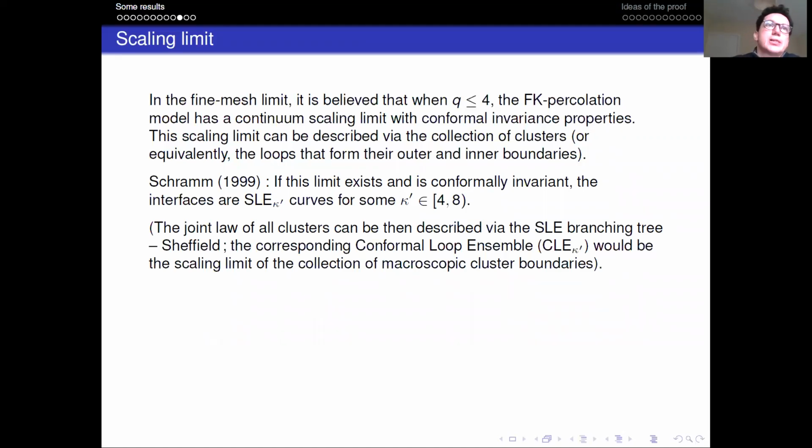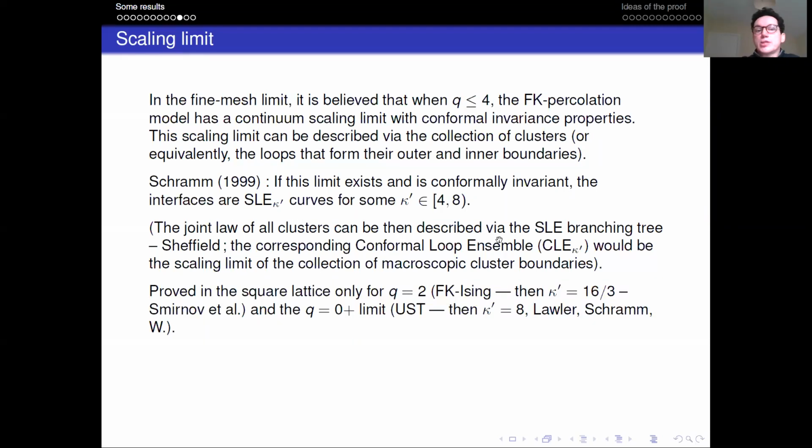That's for single interfaces. When you look at the entire clusters and the joint limit of all these clusters, this will be described by the natural variation of the SLE model, which has to do with the SLE branching tree, as explained in a paper by Sheffield, and the corresponding conformal loop ensembles, which are just the collection of loops that you can define using these exploration trees, would correspond to the scaling limit of the joint collection of all the macroscopic cluster boundaries in the FK model. This is proved for the square lattice in only two cases, which are the FK Ising model, q equals 2, and the q equals 0 plus limit.